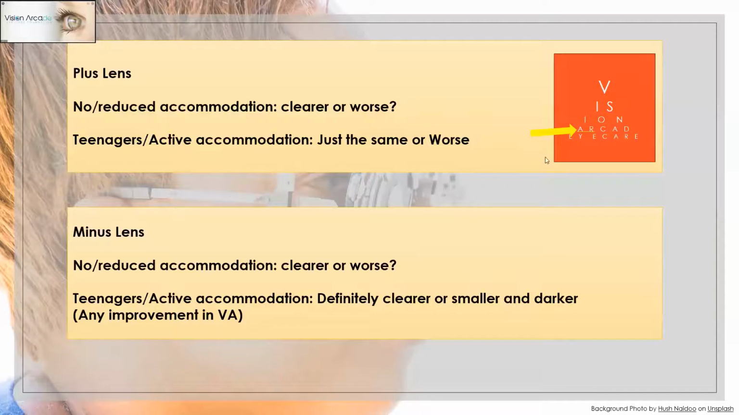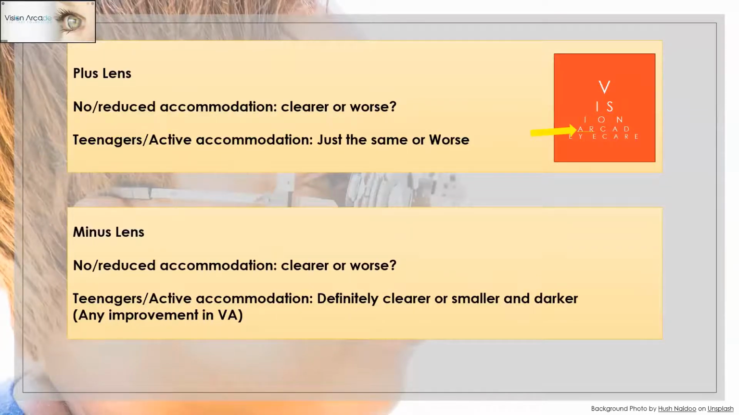So the question should be, are the letters, or what you're looking at, just the same or is it worse when I add a lens? So I'm increasing the plus lens, and you're asking, what you're seeing, has it got worse or is it just the same? When it comes to a minus lens, it's a different case.